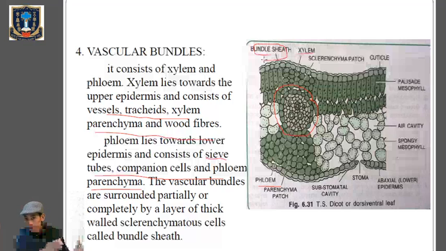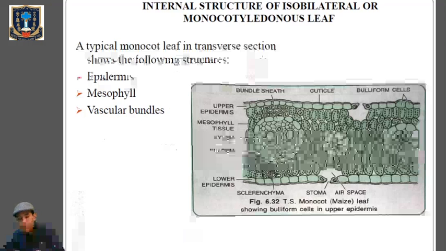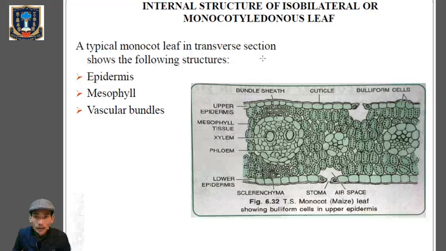And mainly in such a leaf, stomata were present only in the lower epidermis. The upper epidermis was devoid of chloroplast and is devoid of stomata. Now we will move into the monocot leaf or the isobilateral leaf.